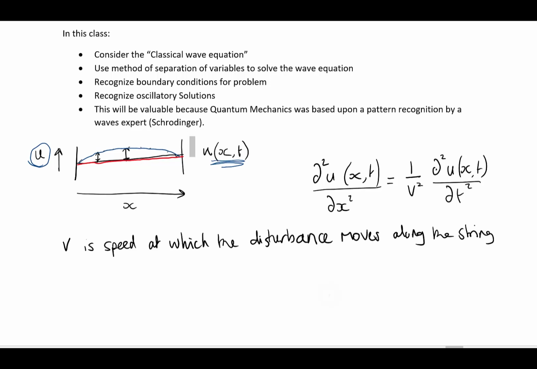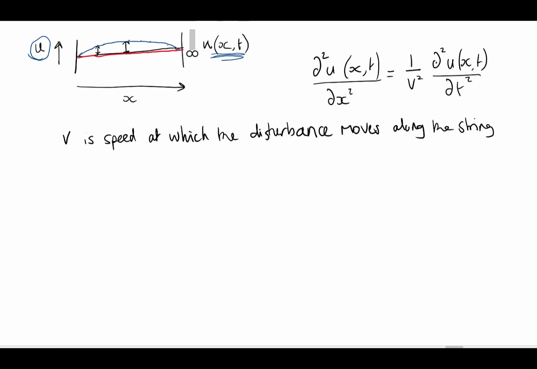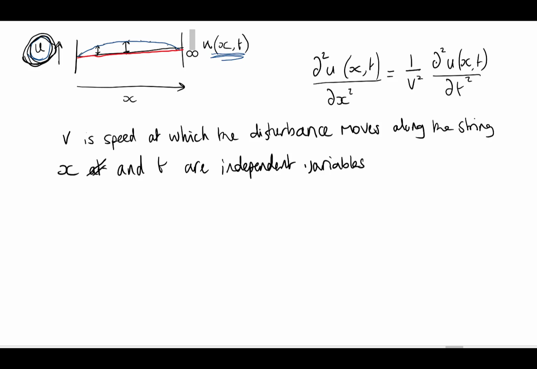What's important is that we know that x and t are independent variables, and u is the dependent variable. So u depends on x and t.